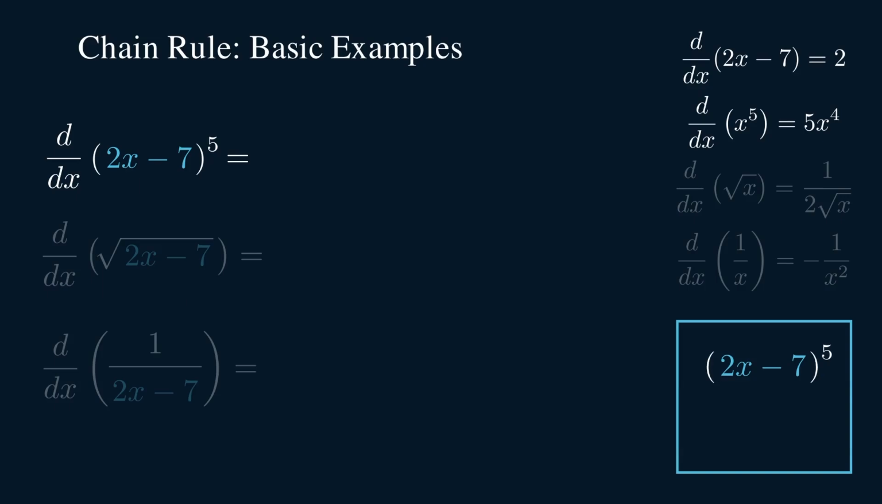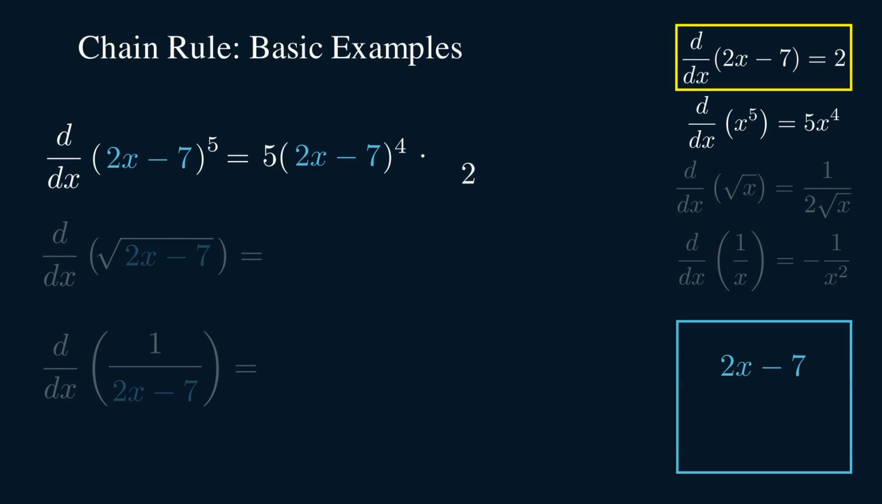First, take the derivative of the outer function, the fifth power, and evaluate it at 2x minus 7, the inner function. This becomes the first part of the derivative of the composite function. We have completed the derivative of the outer function. Next, differentiate the inner function 2x minus 7. Its derivative is 2, which becomes the second and final factor in the derivative of 2x minus 7 to the fifth power.